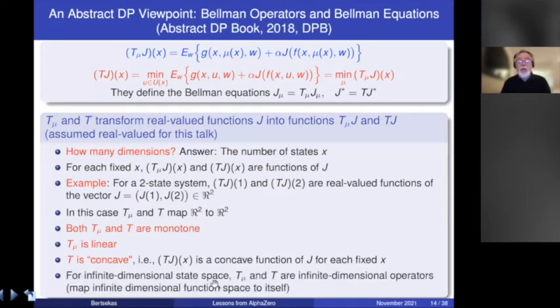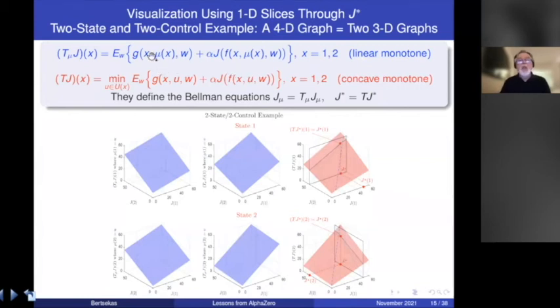So for infinite dimensional state space, T mu and T are infinite dimensional operators, mapping infinite dimensional functions in the function space into itself. So now the question is, how do we deal with this? We want to do visualization with these operators. How do we do that? Okay, so what we do is use one-dimensional slices of the graphs of these operators.